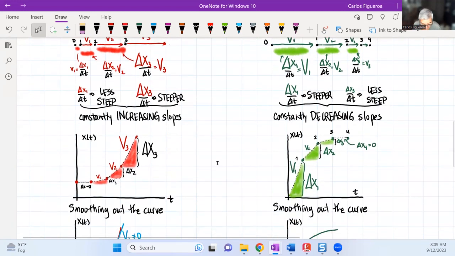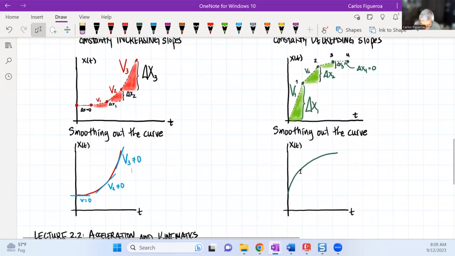So again, going off of what we just did, you could see that initially the slope has to be big. In other words, delta x1 has to be large, and then delta x2 gets smaller. Delta x3 gets even smaller, whereas delta x4 goes to 0 because it comes to rest.